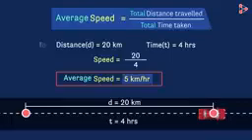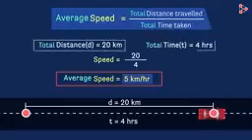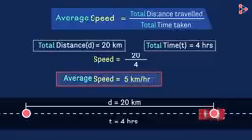So in our example, we are given a total distance that the car travels and the total time taken by it to cover that distance. And hence we calculated the average speed of the car for the entire journey. I'm sure that you're clear with the idea of average speed now.